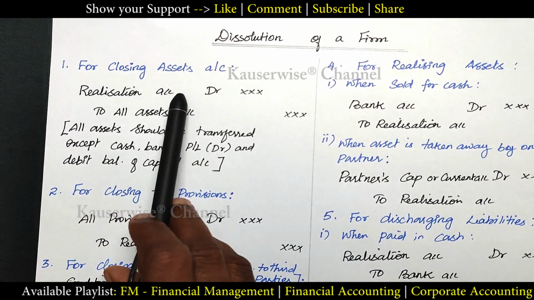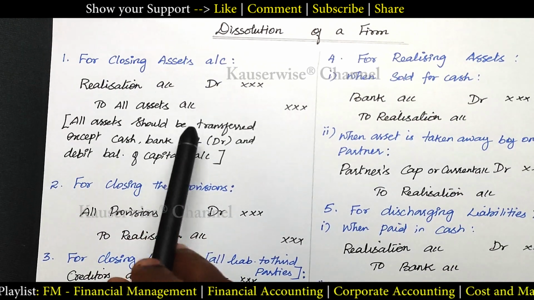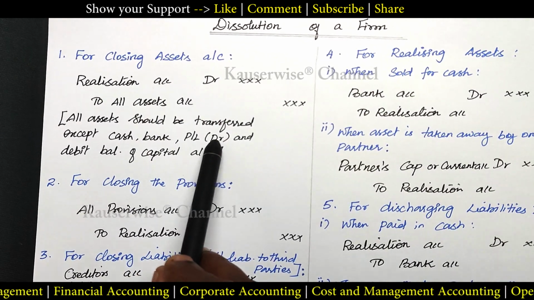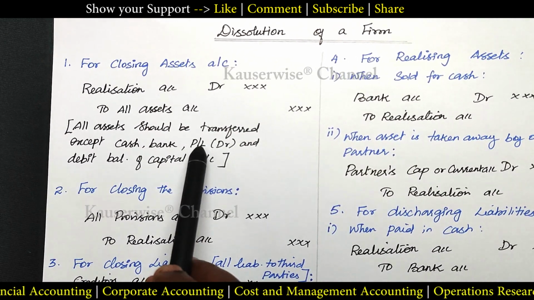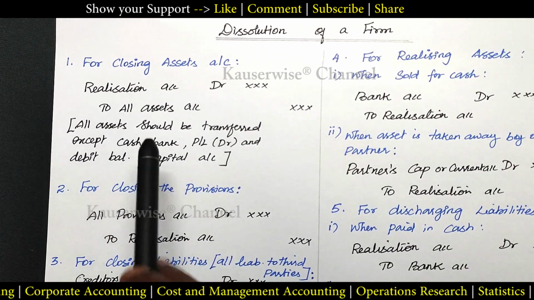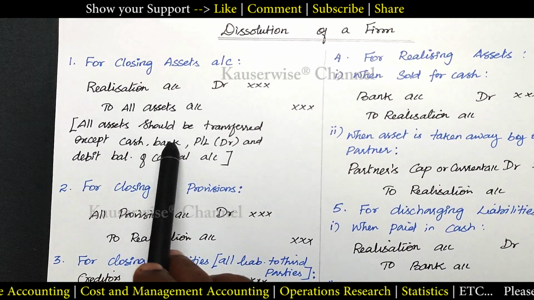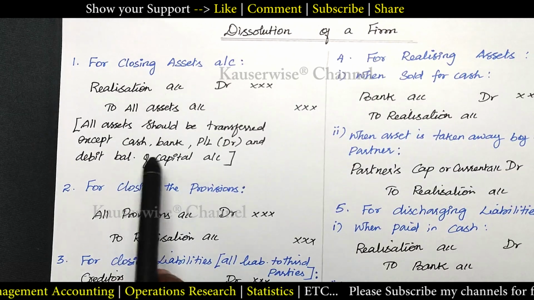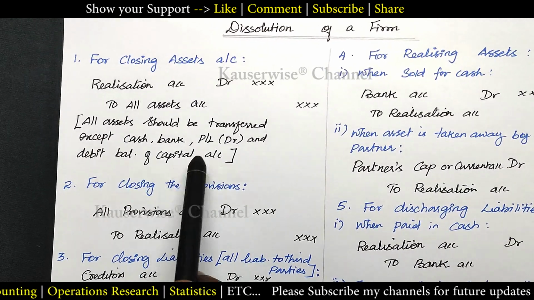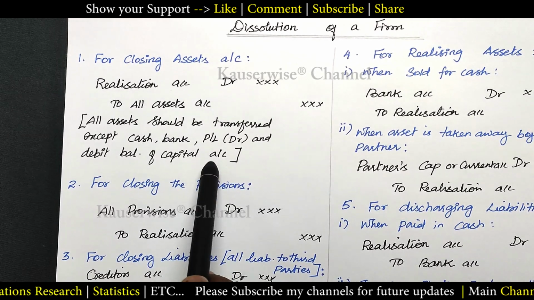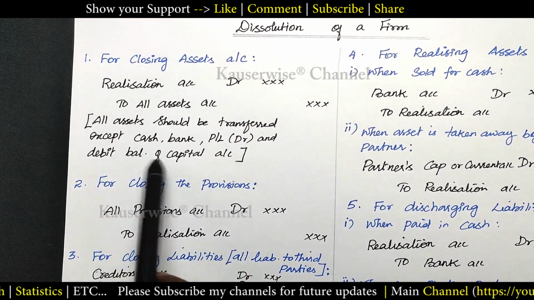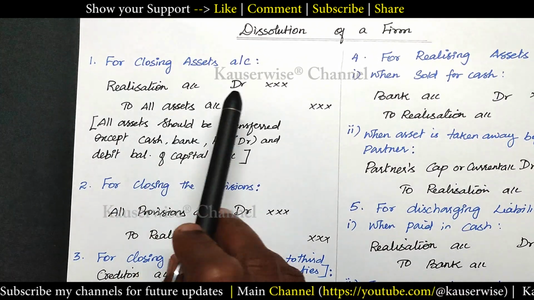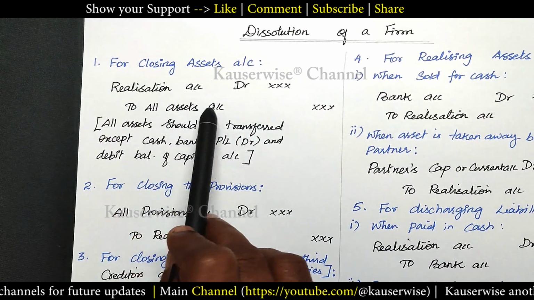Entry: realization account debit to all assets account except cash balance, bank balance, and profit and loss debit balance. That is loss. You can find this profit and loss under the asset side. So except these things, cash in hand, cash at bank, profit and loss debit balance, and debit balance of capital account if any. If you find any capital under the asset side, just leave it. So except these items, just transfer all the assets to realization account. So entry: realization account debit to all assets account.